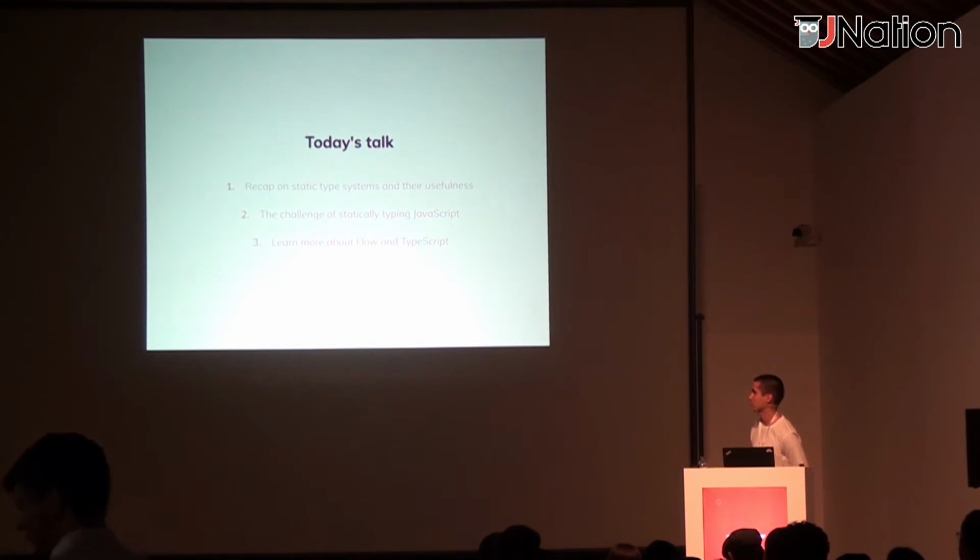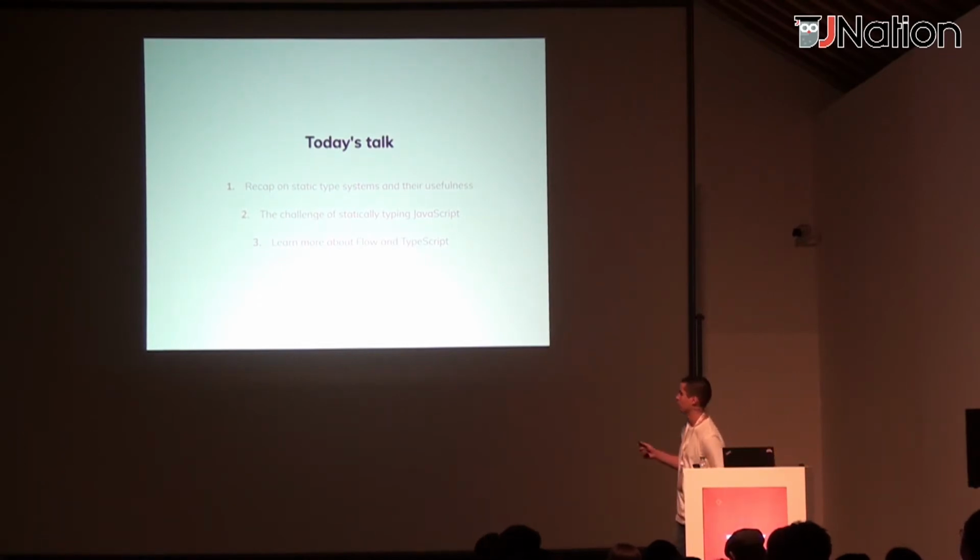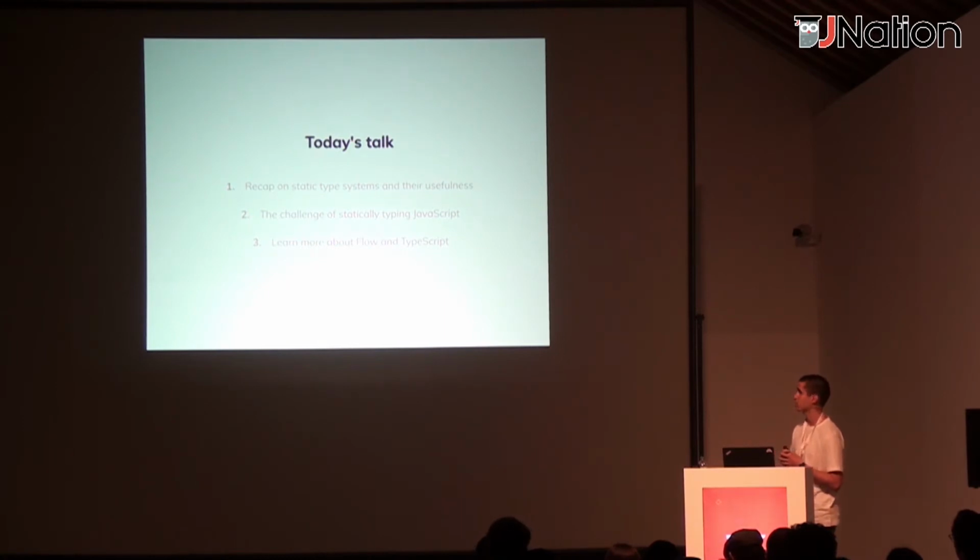And today's talk is going to be three main components, although the last one is really just the most important one. The first one, we're just going to do a brief overview of static type systems and what they mean. Then we're going to go on and talk about the historical nature of statically typing JavaScript. And then we're going to be talking about Flow and TypeScript.